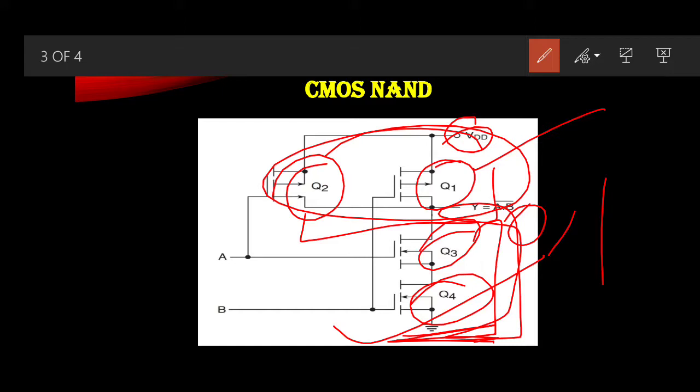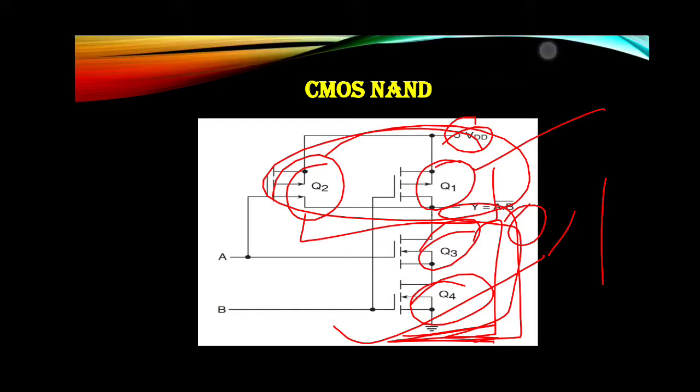Now for the remaining two input combinations, either of the two series connected N channel devices will be non-conducting and either of the two parallel connected P channel devices will be conducting. So we either have Q3 off and Q2 on, or Q4 off and Q1 on. The output in both the cases will be logic 1, which will verify the remaining entries of the truth table. I hope you understand all the input entries of the truth table. So this was about the NAND gate.